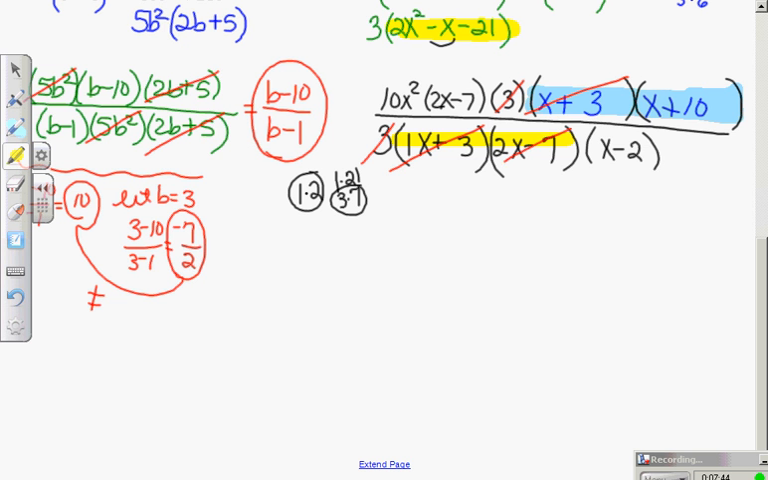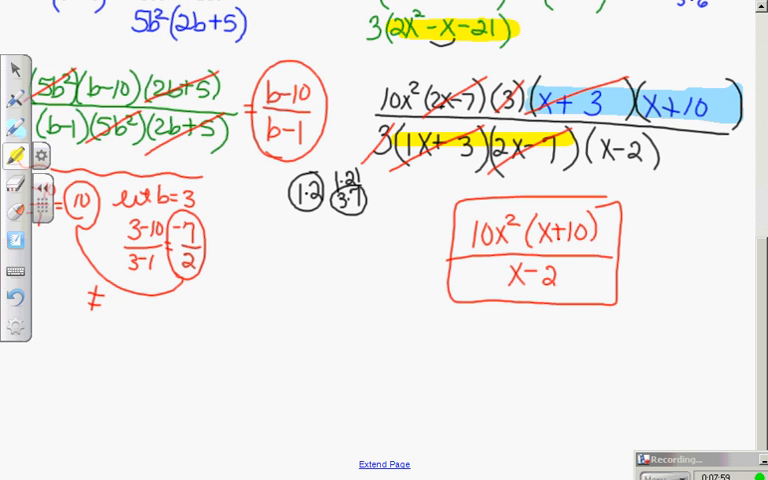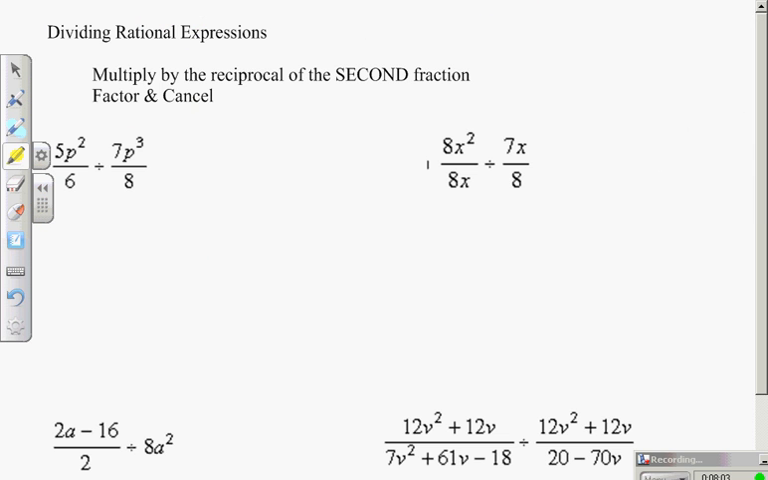The 3 and the 3 cancel. X plus 3 cancels with x plus 3. 2x minus 7 cancels with 2x minus 7, and I'm left with 10x squared times x plus 10 all over x minus 2. That is my final answer. And that's all there is to multiply.